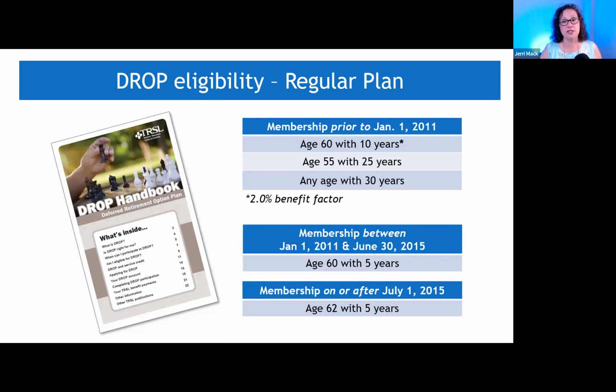For those that joined our system between 2011 and June 30th, 2015, 60 with 5 years for DROP, and that is at the 2.5%, and on or after July 1, 2015, age 62 with 5 years. But please note, these are not choices. It's when your DROP window opens, which you don't have say-so over. It's based on your time of years in the system and your age. Let's look at a few examples and you'll see what I mean.